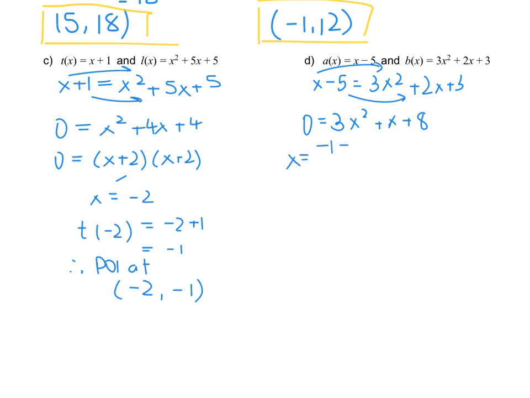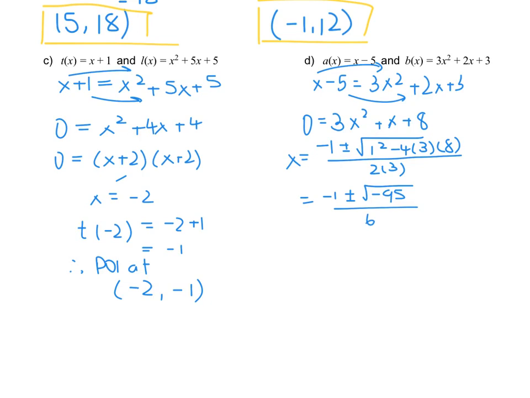So negative b plus or minus the square root of b squared minus 4ac, all over 2a. And now when I clean this up, under my square root, I actually get -95 and then all over 6. And we know that we can't square root a negative. So we can't square root a negative, and that just means there's no solution, so there's no point of intersection.